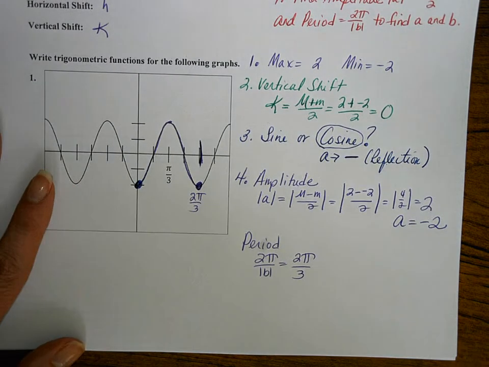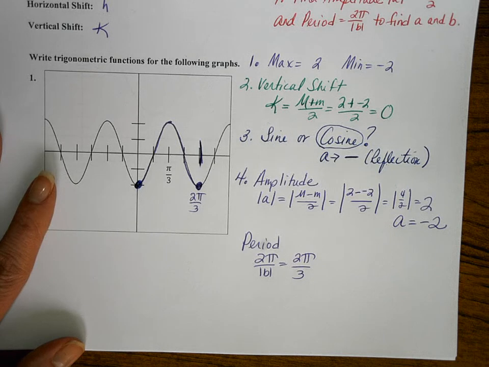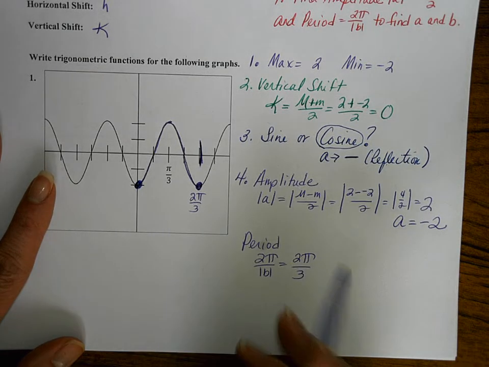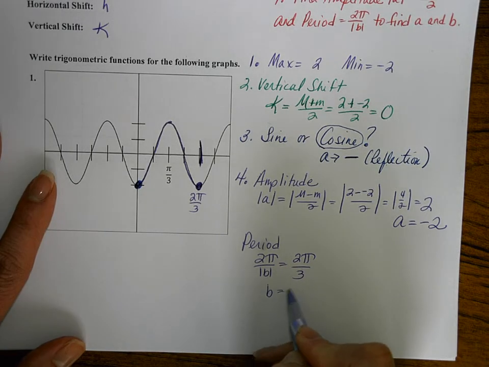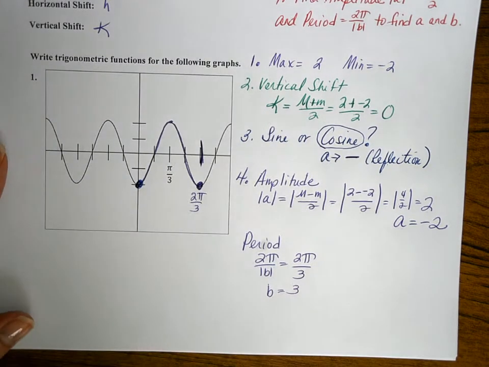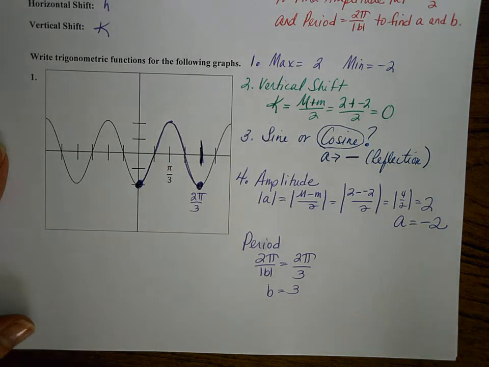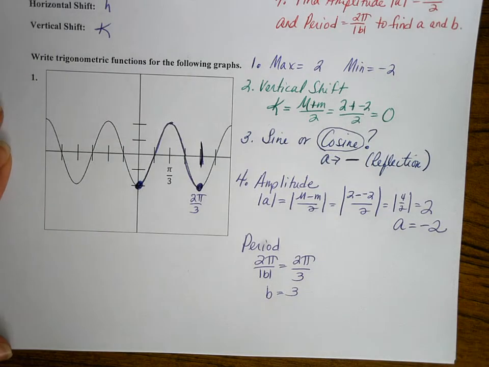Now, what do I really want that for? Why do I care about that? Nobody does. I need to find the b. And what's my b going to be? 2 pi in each numerator means my denominator, the b, has to be equal to 3.